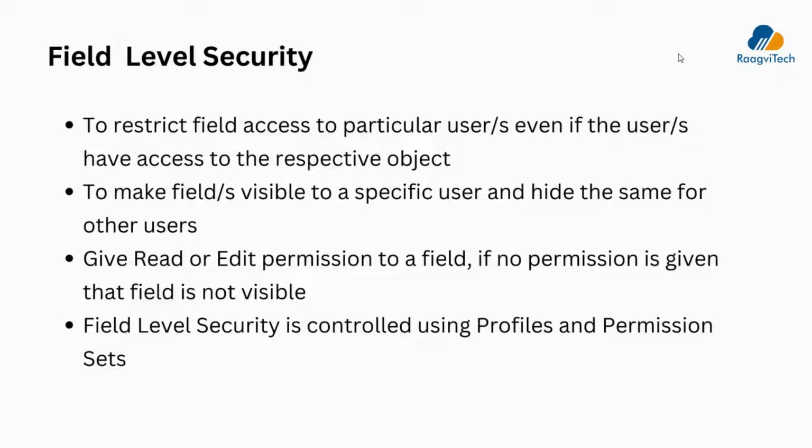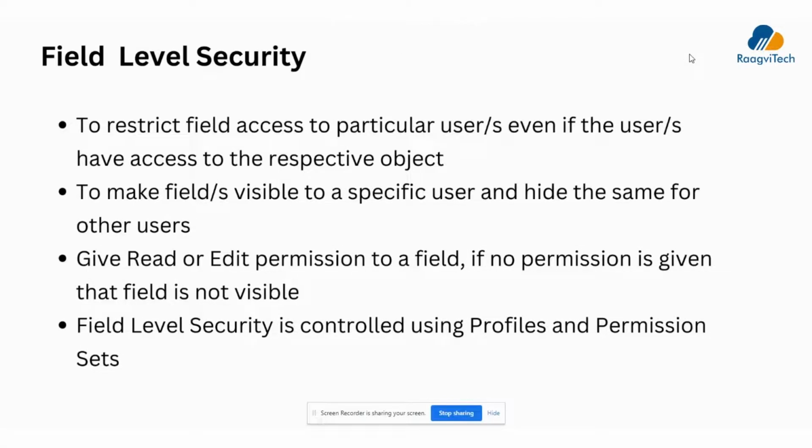Second point, you can restrict visibility of a field to a particular user and give access to the same field to another user who has the same profile. Third point, each user has two types of access to a field. One, read only, two, edit. A user who has read only access can read the field but cannot edit the field. If a user has no read or edit access, that field is not visible to the user. Fourth point, field level security is controlled by profiles and permission sets.